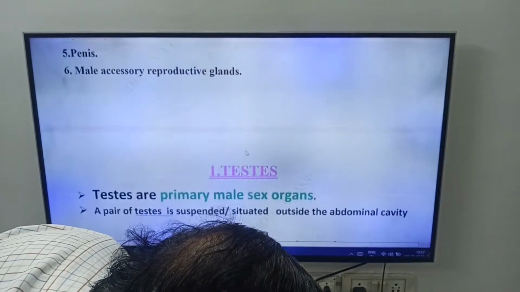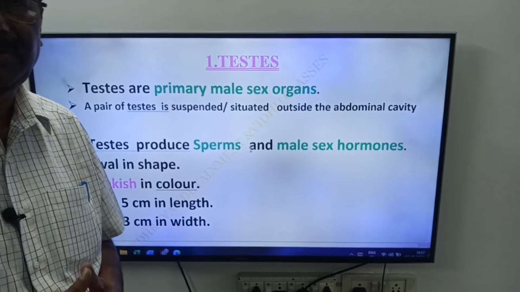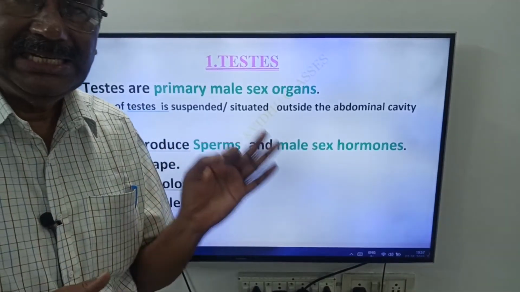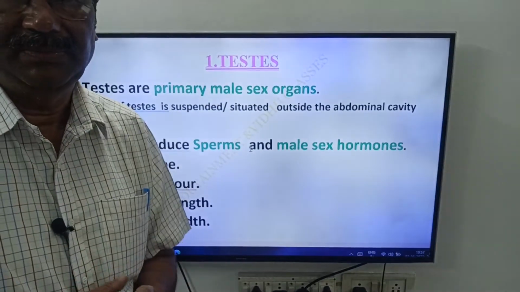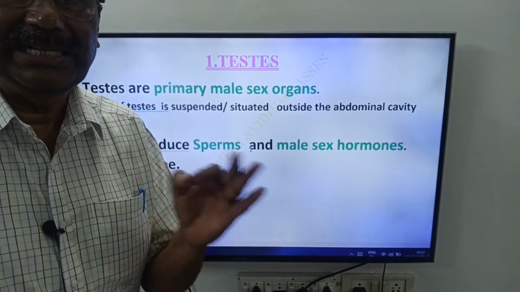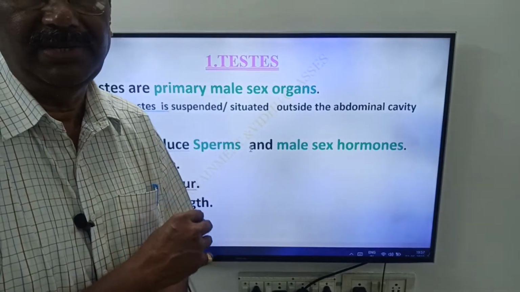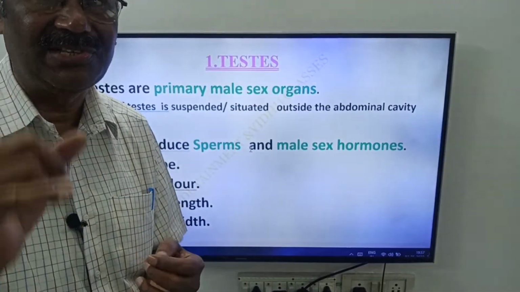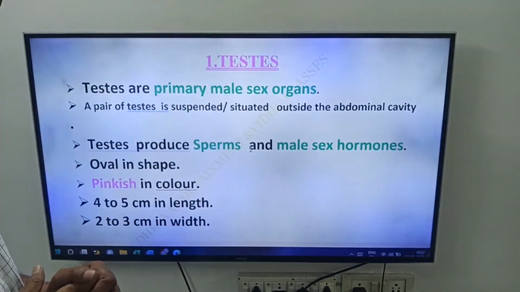Now we'll take them one by one. First we'll take the testis. Here you have to remember, friends: testis means singular, and testes means plural. A man has a pair of testes, not testis. So, what are testes?